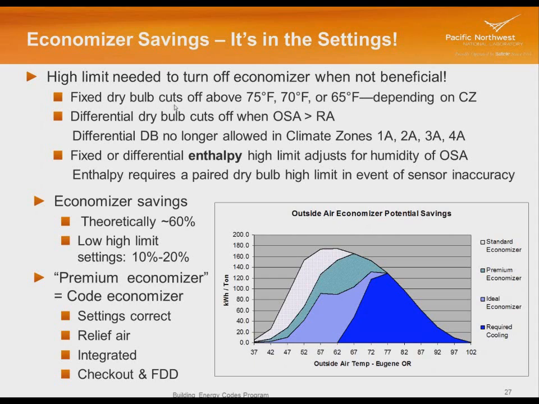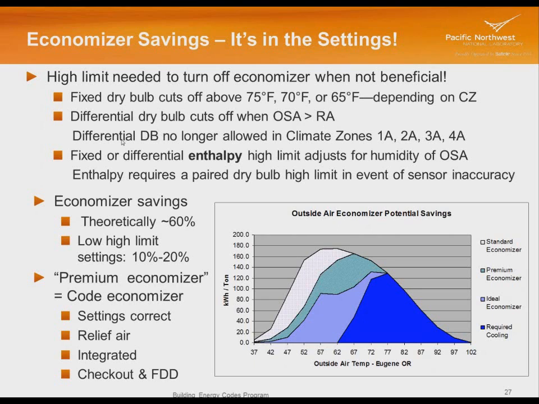That's a fixed dry bulb, a single dry bulb sensor. A differential dry bulb cuts off when the outside air temperature is greater than the return air temperature. So here you have 2 sensors, one in the outside, one in the return air. That doesn't have a temperature setting because internally it's looking at the difference between those temperatures.